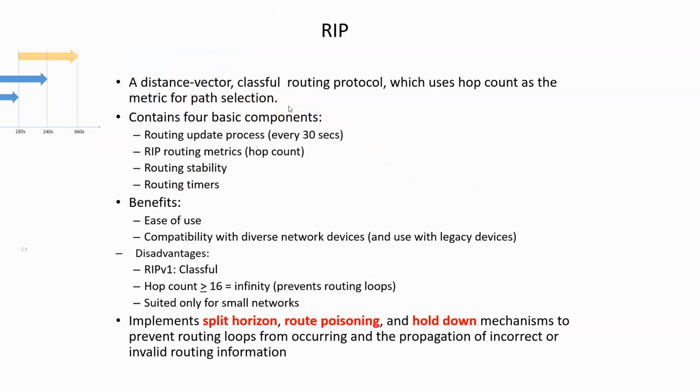But RIP, a distance vector classical protocol, has 4 basic components. The routing update process happens every 30 seconds. The RIP metrics, the hop count, and the routing stability. Routing timers go along with this, and it's easy. Benefits: easy to use, compatibility with diverse devices.